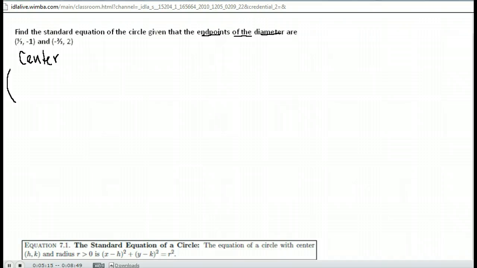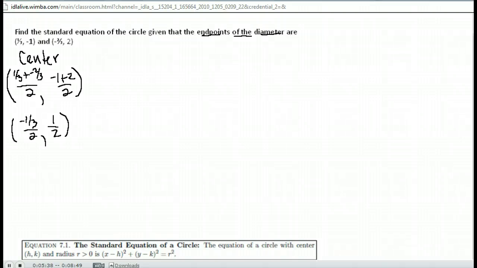And to find that, you add the x values and divide by 2, and you add the y values and divide by 2. So up here we have 1/3 minus 2/3, or plus a negative 2/3, is a negative 1/3 divided by 2, and negative 1 plus 2 is 1 divided by 2.